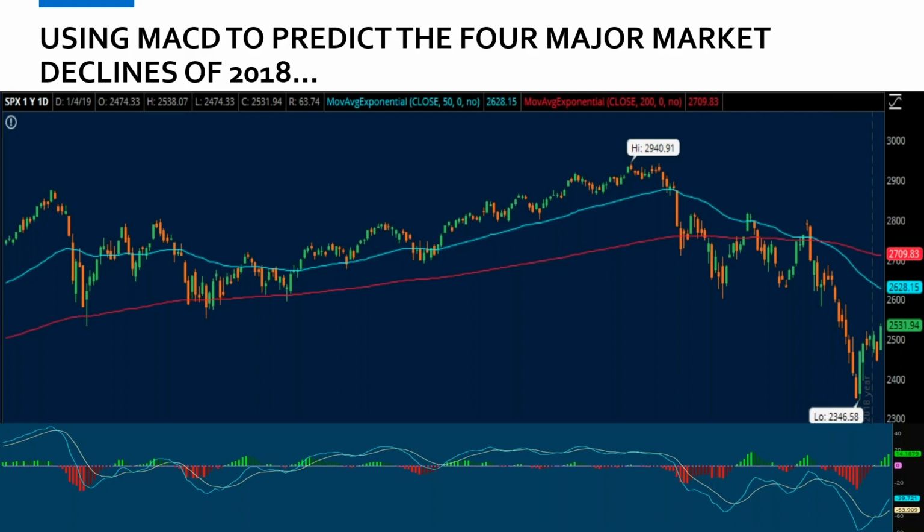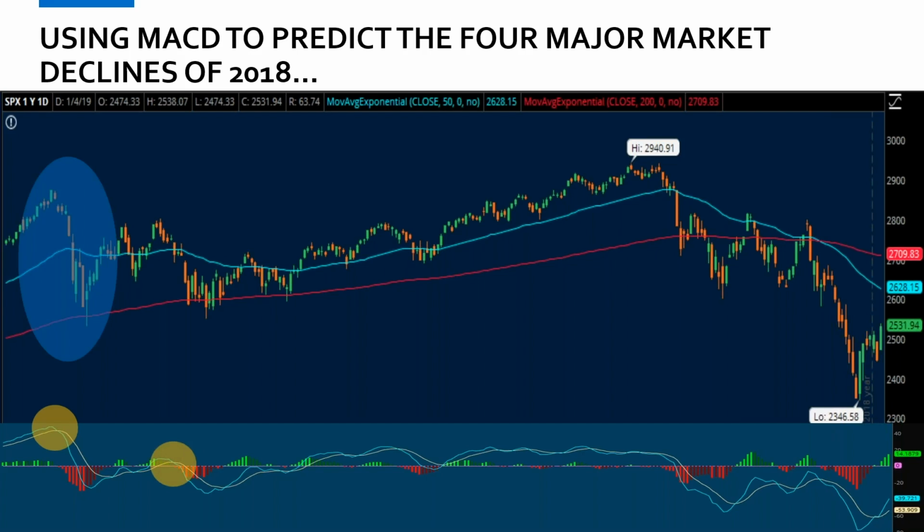Let's visualize this. We're going to see how the MACD predicted the four major market declines of 2018. I've got a chart of the SPX, just a daily chart that encompasses 2018, and on the bottom, I've got the MACD indicator plotted. There was a cross in January. You can see that occurred up near the 40 level, and it warned us that we were potentially going to see a sell-off sometime following that cross. It happened just a few days later, so it gave us a little bit of warning there.